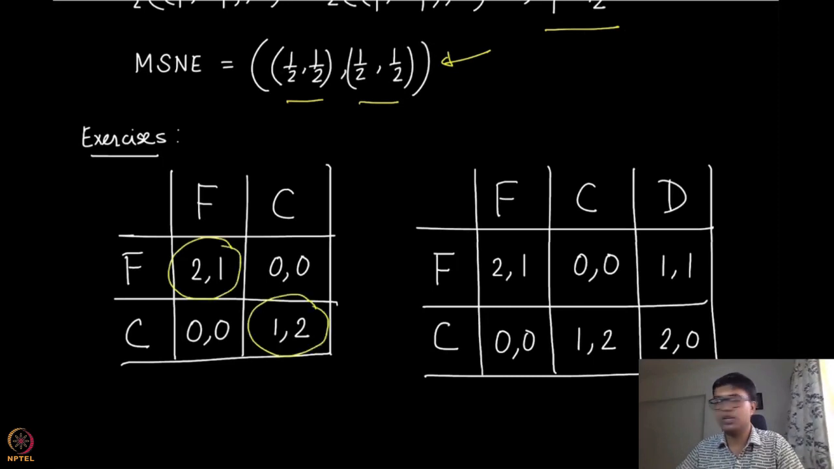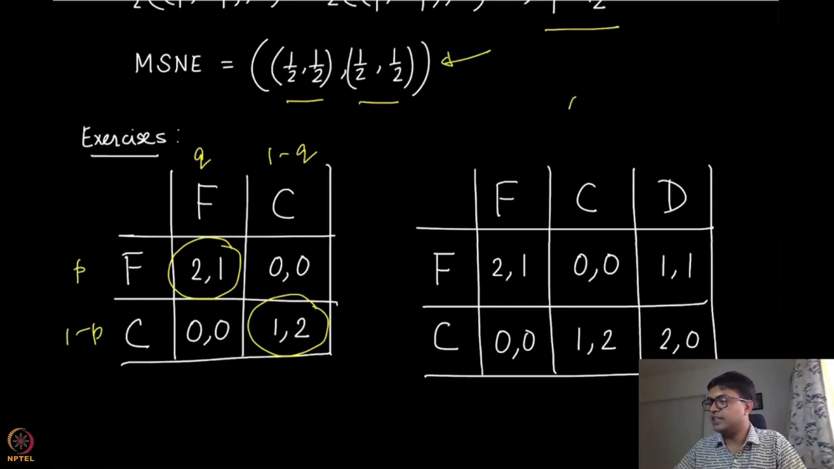So 2-1 and 1-2 were pure strategy Nash equilibria, which will also emerge if you do this exercise step by step. These strategy profiles will also emerge as MSNE in your calculation. Please do that. But there will be a non-trivial mixed strategy Nash equilibrium as well. So let me leave that as an exercise. Find some P and 1 minus P, and some Q and 1 minus Q, where none of these are exactly equal to 0 or 1. What are that P and Q?